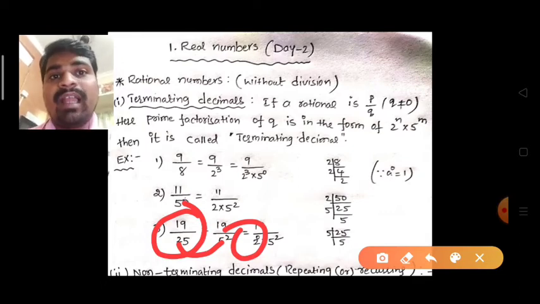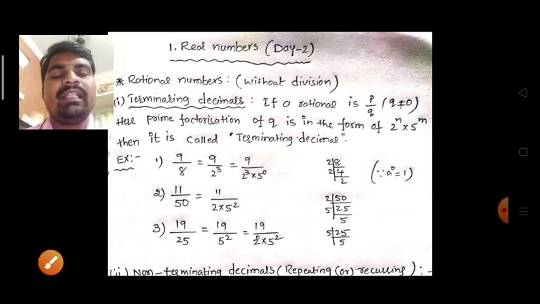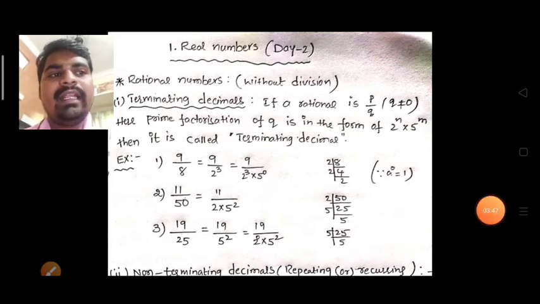If any other factors are there along with 2 and 5, then it is a non-terminating decimal. This is a terminating decimal. We can identify the rational numbers without division. Just concentrate on the denominator, then write the prime factors. If it contains only 2, or only 5, or a combination of 2 and 5, then it is a terminating decimal.